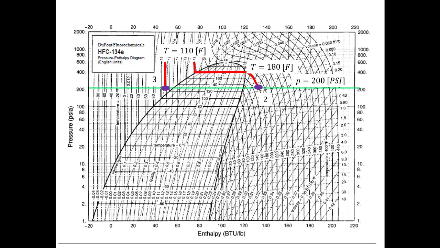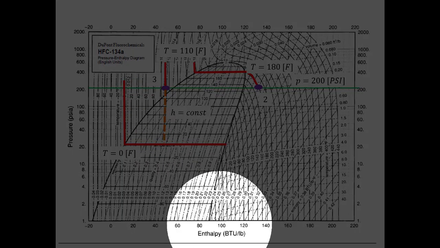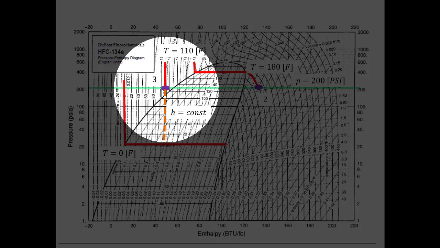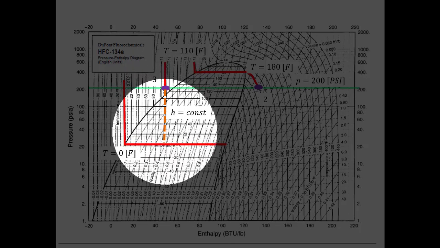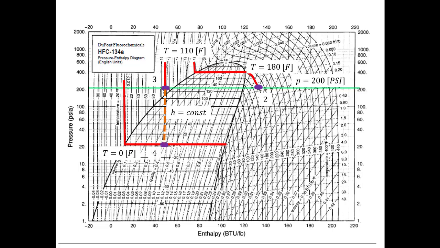So next, I've got to find states 1 and 4. So these happen at 0 degrees Fahrenheit. So first, I'm going to use the fact that as I go through the valve, it's an isenthalpic process. Isenthalpic processes mean that delta H is equal to 0. Remember, H is on my horizontal axis. So if I keep H constant, then I move vertically down until I intersect with my line at 0 degrees Fahrenheit. That gives me state 4.